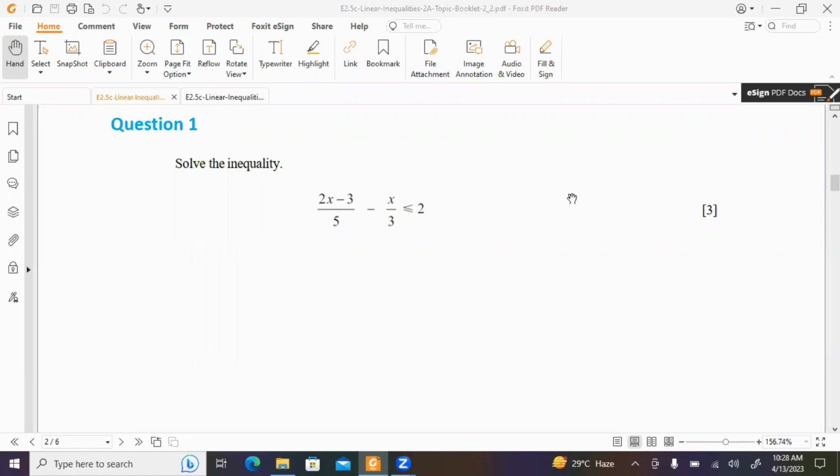So if you look at the first question, it says (2x - 3)/5 - x/3 is less than or equal to 2.